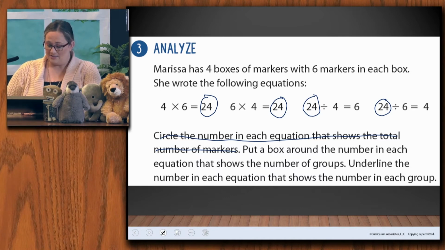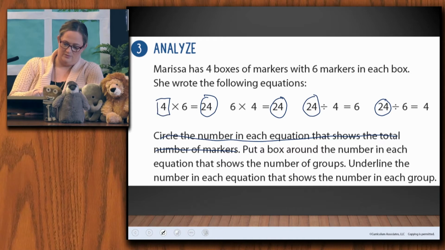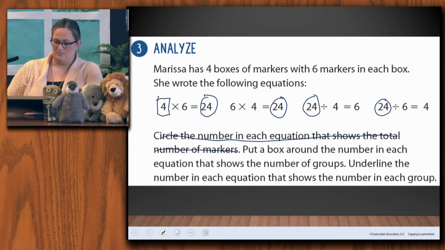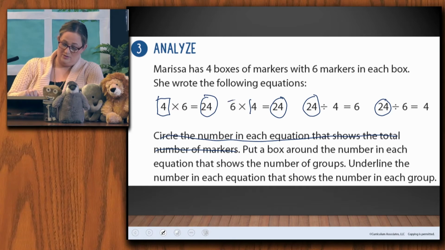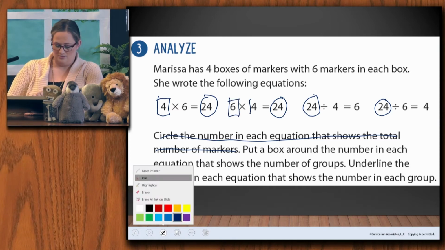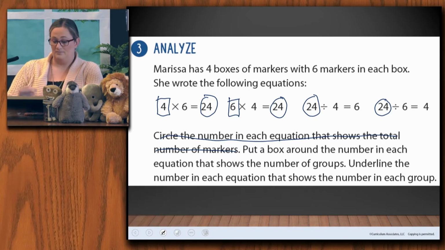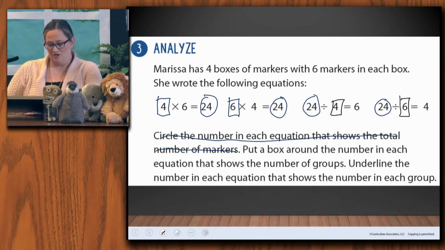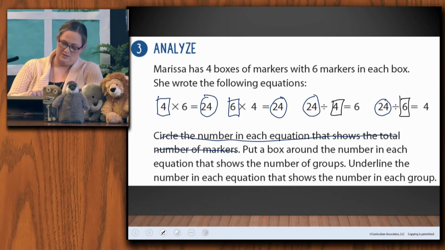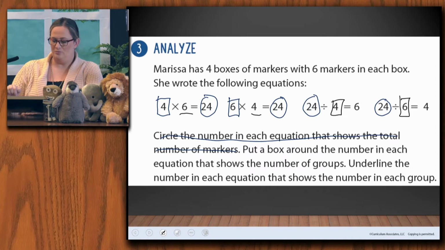Now, put a box around the number in each equation that shows the number of groups. 4 groups of 6. 4 groups of 6. This one should be groups, 6 groups of 4. Underline the number in each equation that shows the number in each group. Each group. Pretty great, huh?